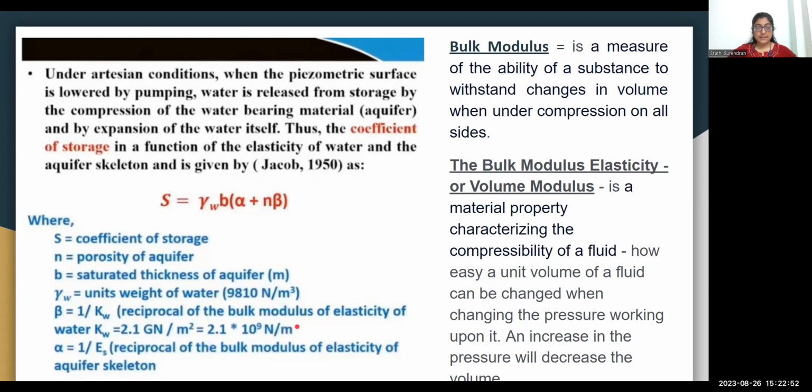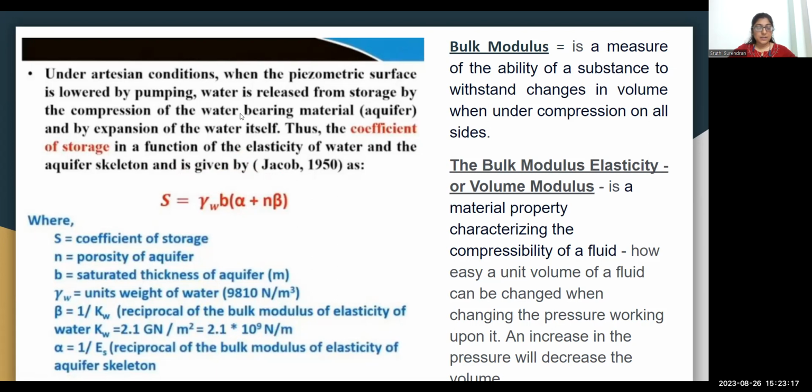This is erroneous here, it is Newton per meter square. So let's just go through it once again. For a confined aquifer, in order to find the coefficient of storage or storativity, a person named Jacob had given this equation relating it to the bulk modulus of elasticity of water and the aquifer material, and it is given by this expression.